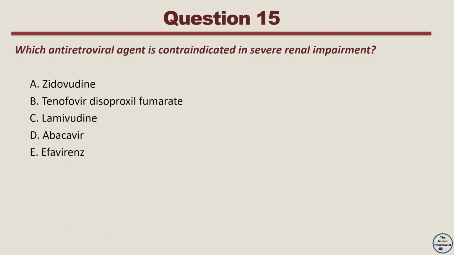Question 15. Which antiretroviral agent is contraindicated in severe renal impairment? Option A, zidovudine. Option B, tenofovir disoproxil fumarate. Option C, lamivudine. Option D, abacavir. Option E, efavirenz.